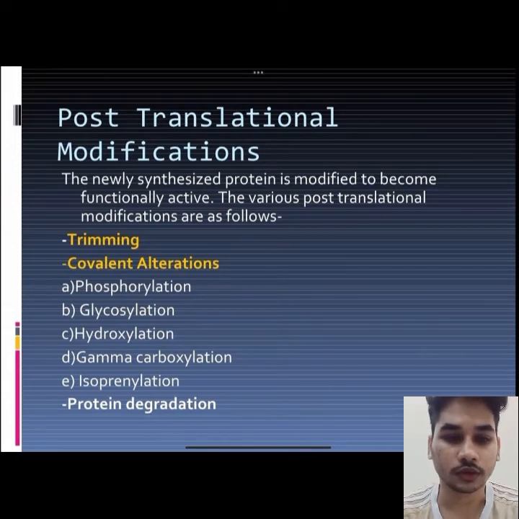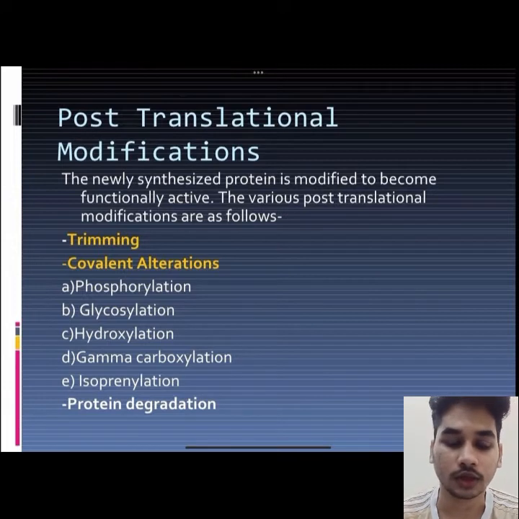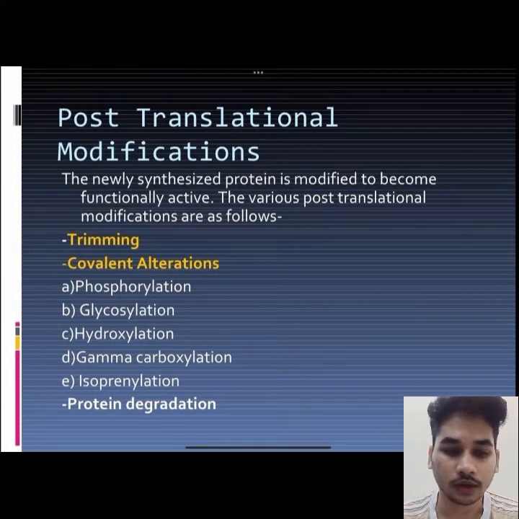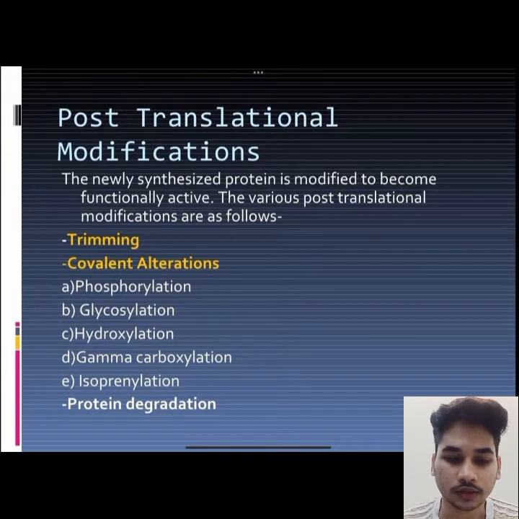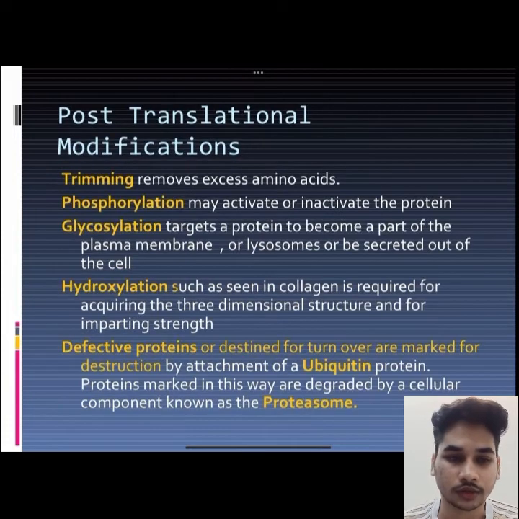Post-translational modifications. The newly synthesized protein is modified to become functionally active. The various post-translational modifications are as follows: trimming, covalent alterations, phosphorylation, glycosylation, hydroxylation, gamma carboxylation, isoprenylation, protein degradation. Trimming removes excess amino acids.